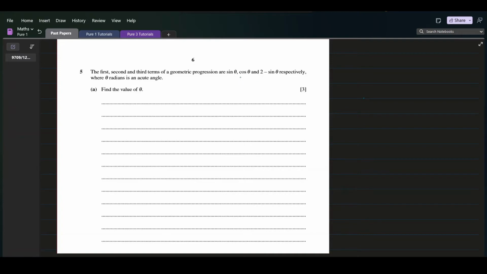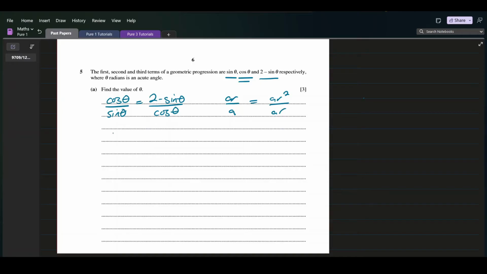What we can do, we can say the second term, if we use the nth term formula, can be written as AR, and we have the first term sine theta. So AR over A would give us R, or we could say the third term over the second term, which is AR squared over AR. This would also simplify to give R. So now what we can actually do is to say cos theta, which is the second term, over the first term, sine theta, is equal to the third term, 2 minus sine theta, over the second term, cos theta.